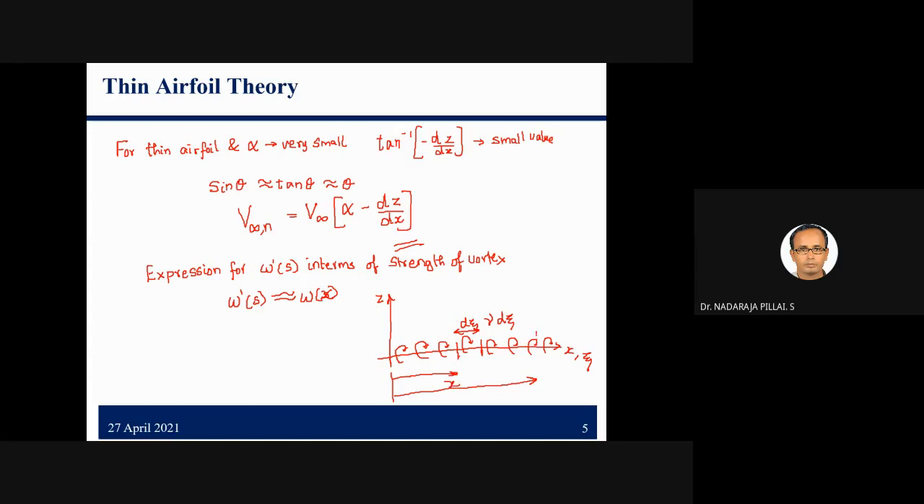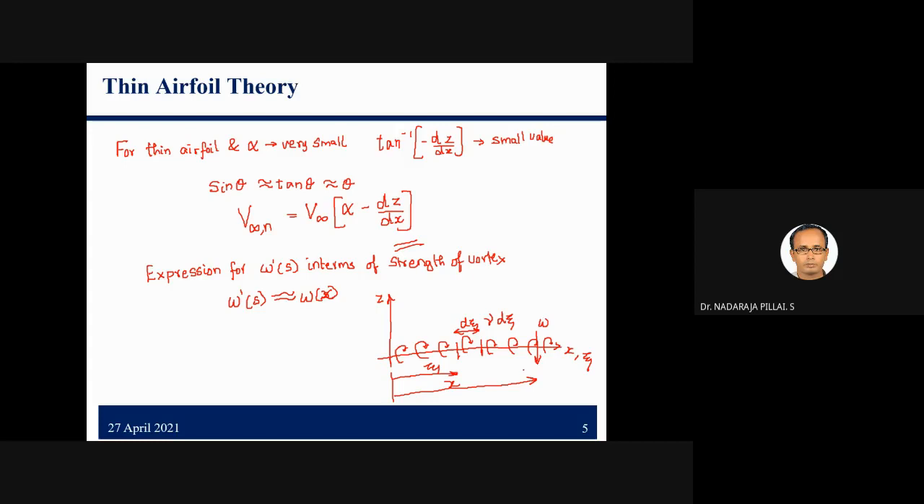And assume that the induced flow W is at x, and the elemental length d zeta is at a distance zeta. So I include a new term zeta here, right? Please note this W dash of S, which I considered for the camber line. Now I consider it for W of X, right?